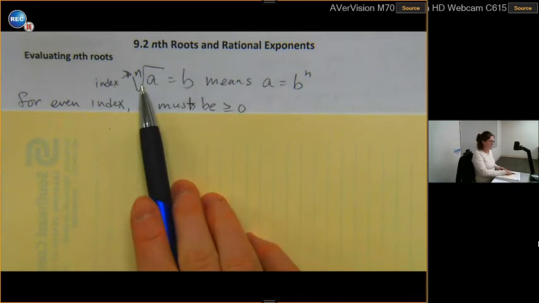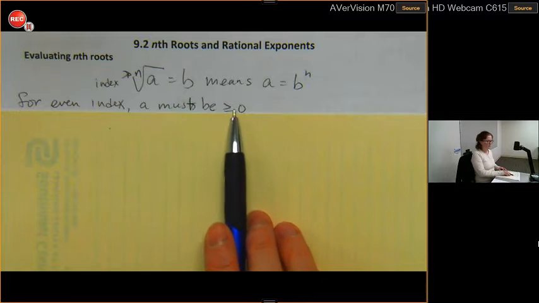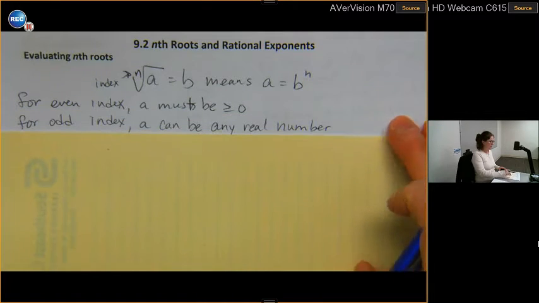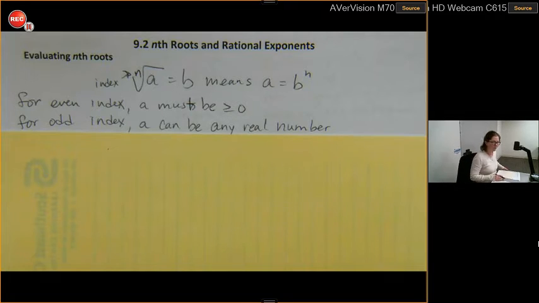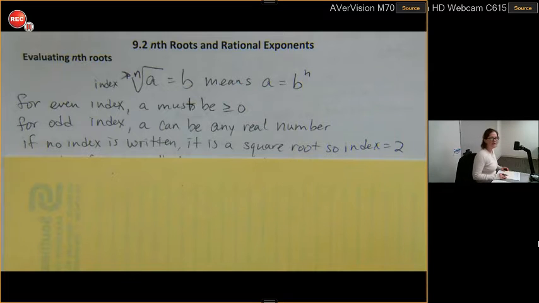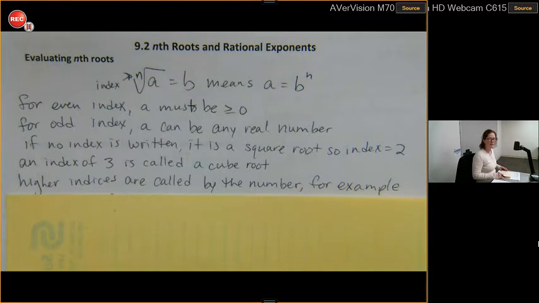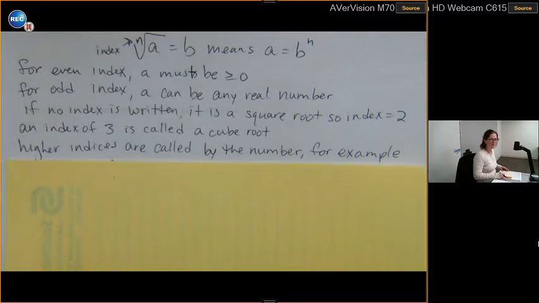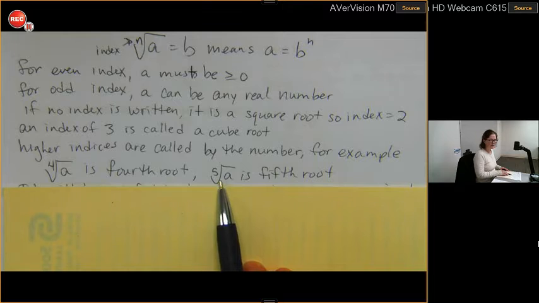If we have an even number as our index, the a, the number underneath, must be greater than or equal to 0. If we have an odd index, the number for a can be any real number, positive or negative. If no index is written, it is a square root, so the index is 2. An index of 3 is called a cube root. Higher indices are called by the number. For example, we have the 4th root of a, or the 5th root of a.